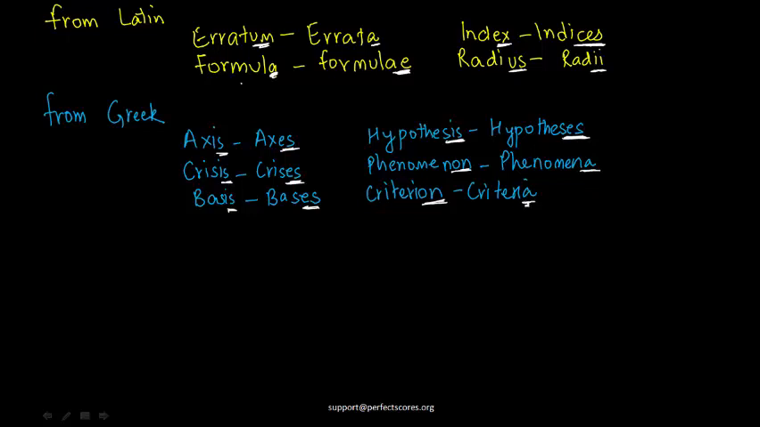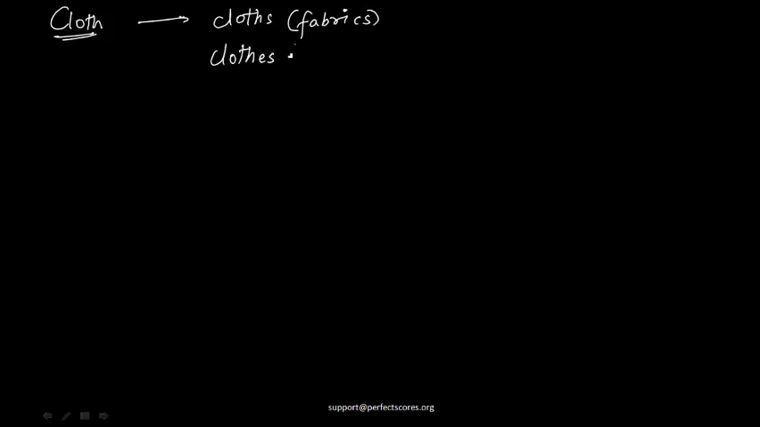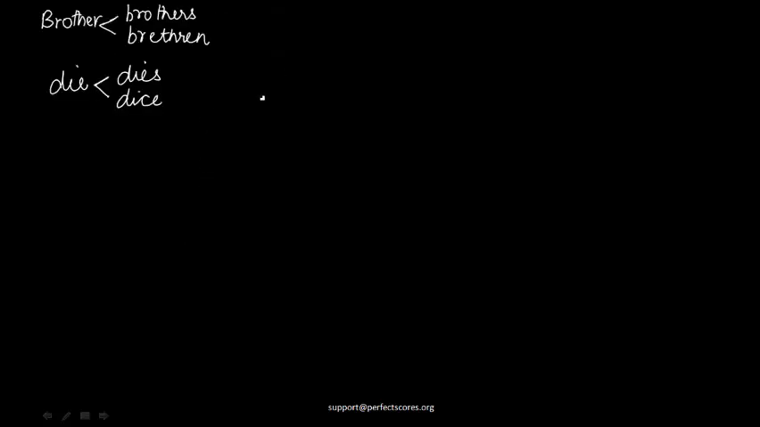But there are still some other words. For example, the word cloth. Now the plural of cloth can be cloths when we talk about the different fabrics, and can also be clothes when we talk about the clothes that we wear. So I'm going to discuss on this page many different words similar to cloth. Let's have a look at these examples.